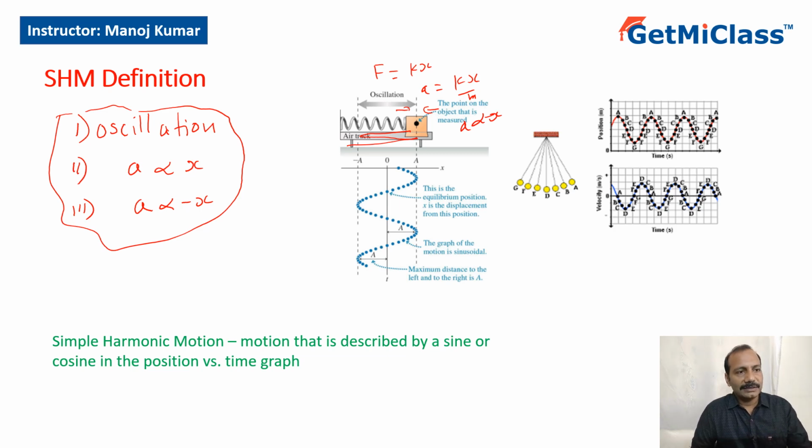And why do we call it simple harmonic motion? Possibly because acceleration is directly proportional to x. That is the simplest proportion that we can have. Maybe that's the reason why it is called simple harmonic motion.